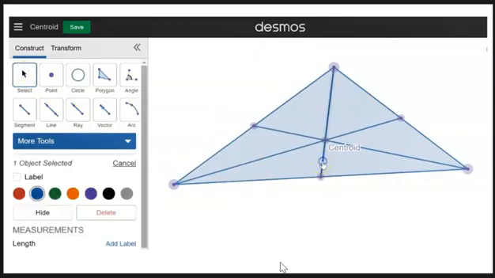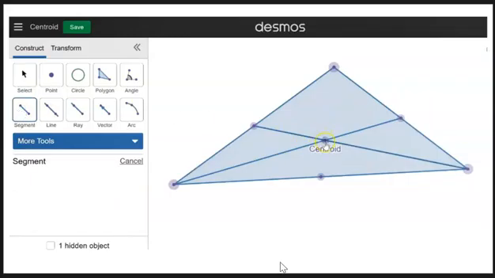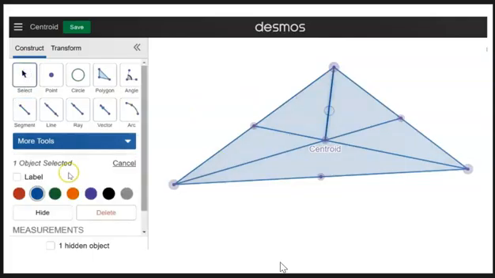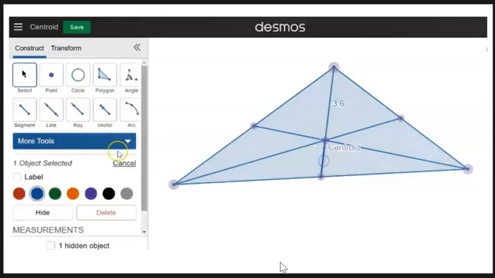The centroid breaks each median into a 2-to-1 ratio. So if we measure the distance from the midpoint to the centroid, that length is half the distance from the segment that goes from the centroid to the vertex. You can see here that 1.8 is half of 3.6.